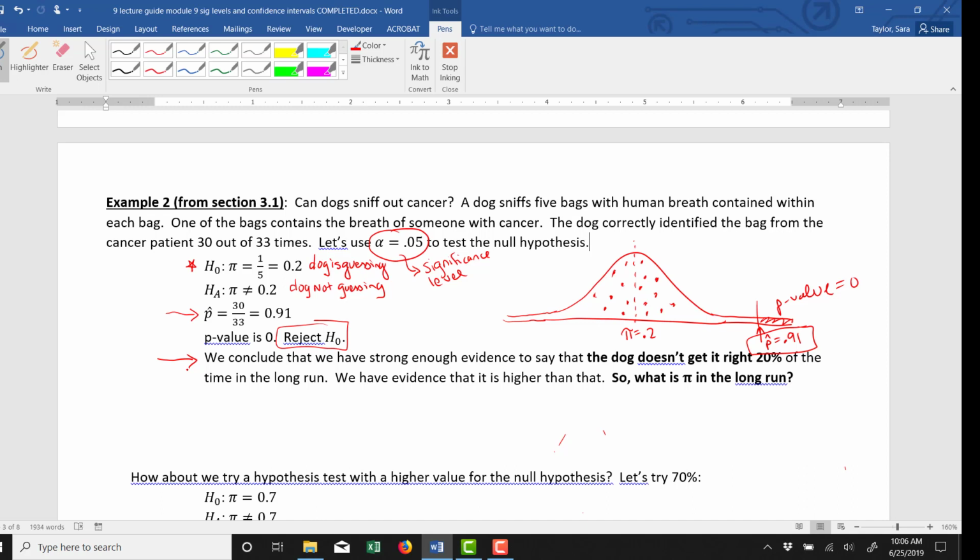All we've said here is that it doesn't seem like he's getting it right 20% of the time, but we still don't know what pi is. What percentage of the time is the dog getting it right in the long run? It seems like it's not 20%. So I'm going to go up here, I'm going to cross that off.